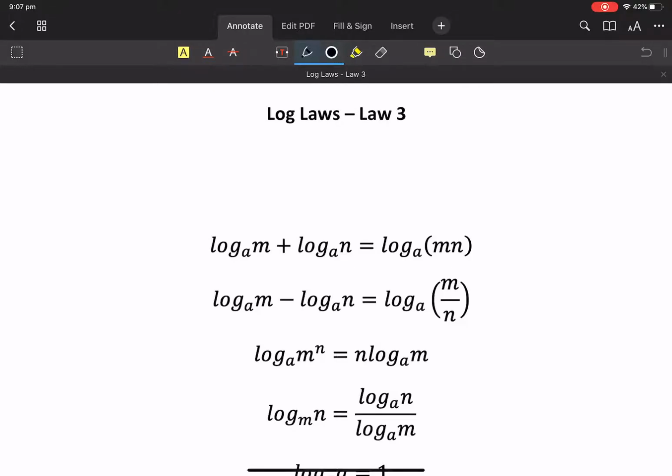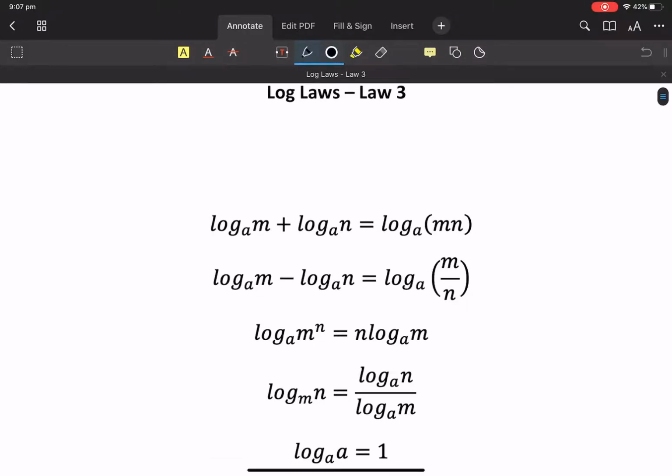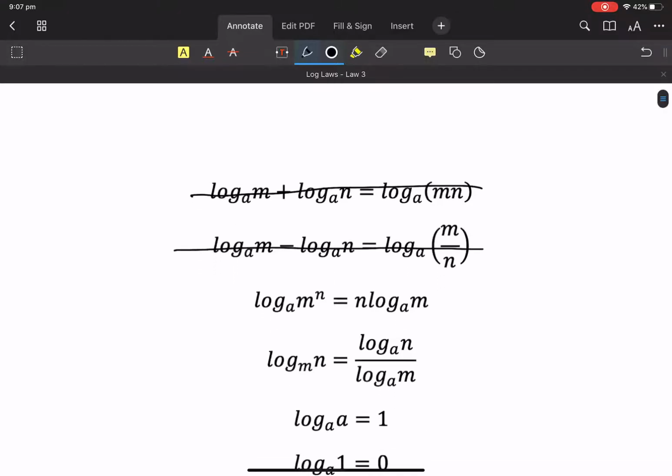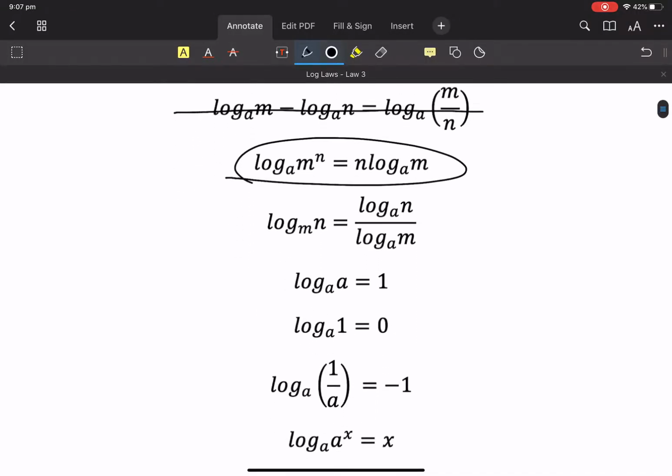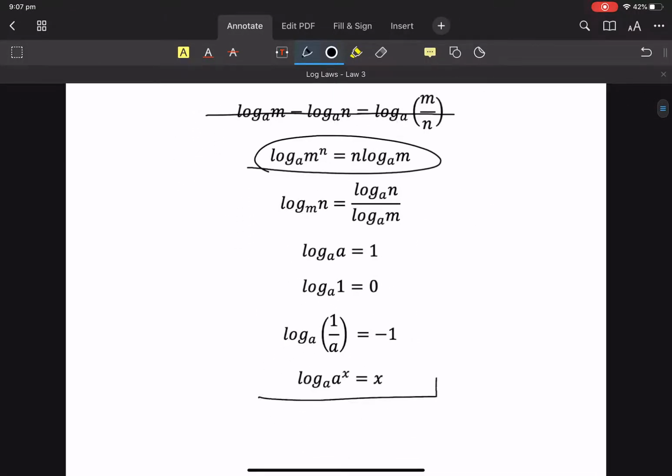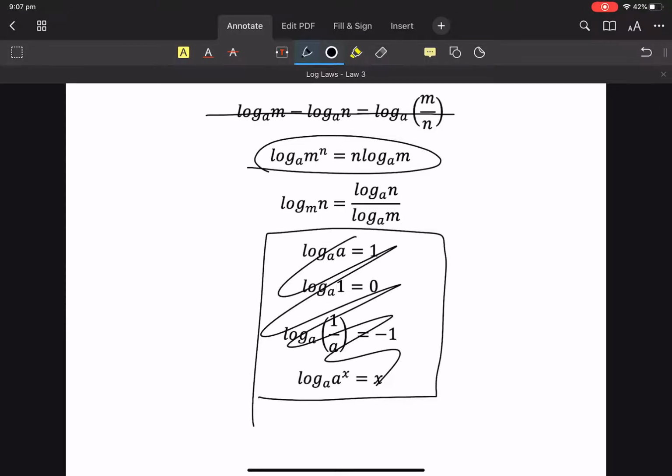Okay, log rules, log 3. So we have done that one. We have done that one. We're going to do that one this video. In this video, I'm also going to show you that these aren't anything that we need. This rule here I'll show you as part of another video. It's not really used a whole lot, but you still need to know. So let's get started.